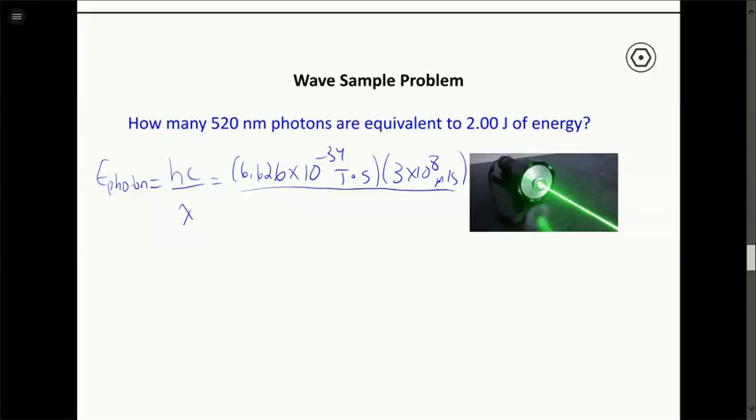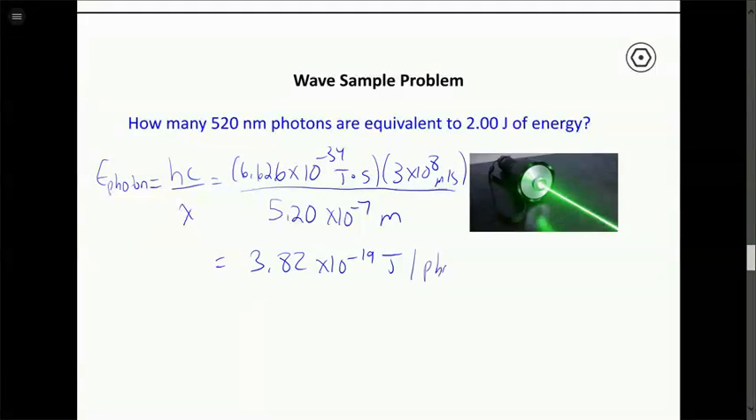And then the wavelength here is 520, so we'll convert that to meters and get 5.20 times 10 to the minus 7 meters. All right, so same equation as last time, same exact operation as last time, but we're not done here. Remember that this 3.82 times 10 to the minus 19 joules is the energy of a single photon.